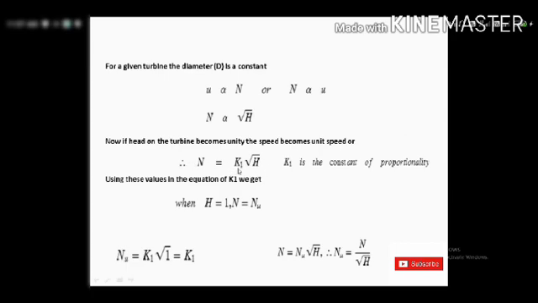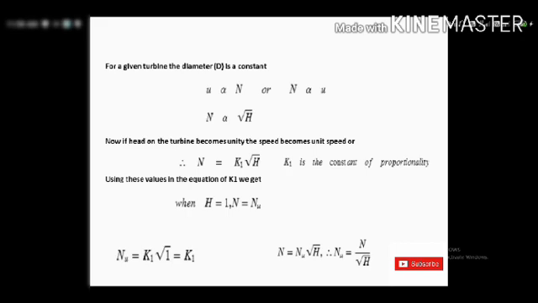So if we want to find out the value for k1, put h equal to 1 meter. If h is equal to 1, then the speed is called the unit speed. So N is equal to Nu. So put the values. So we are getting k1 is equal to Nu. So k1 च्या ऐवजी पुट करू आपण Nu. So N is equal to काय भेटेल आपल्याला Nu into square root of h, so Nu is equal to N divided by square root of h. So everyone got what the unit speed is? Unit speed means the speed that can be calculated under the unit head.